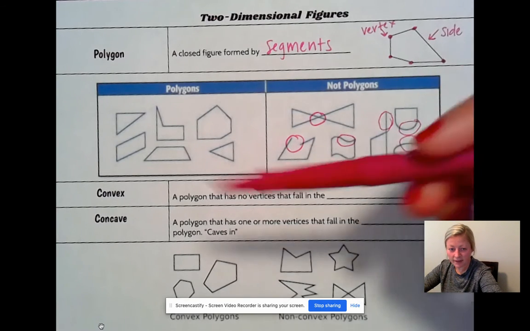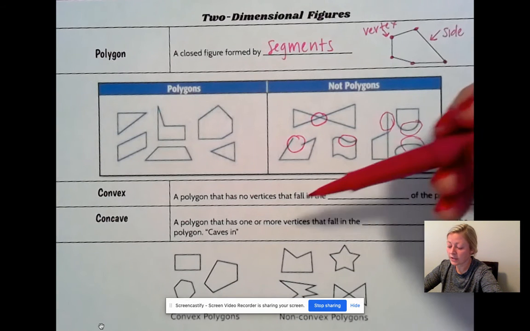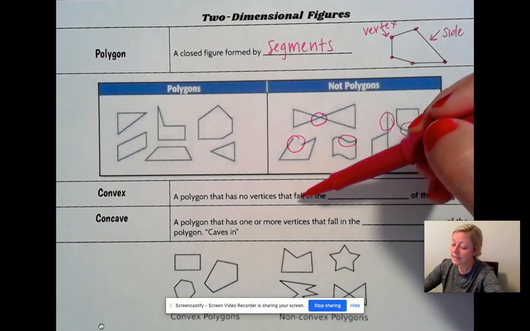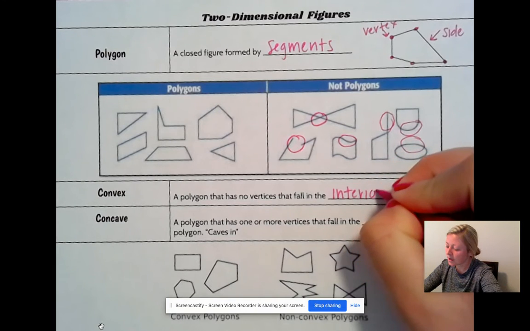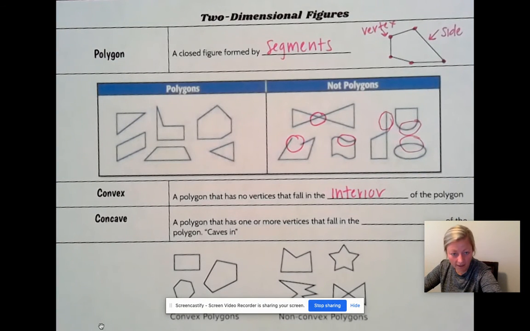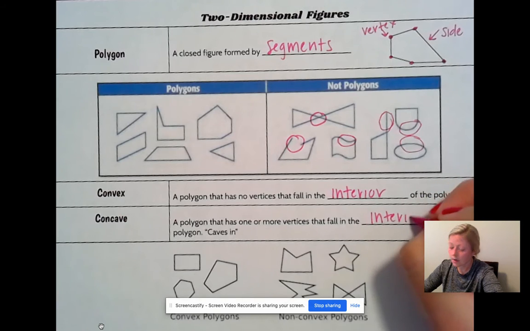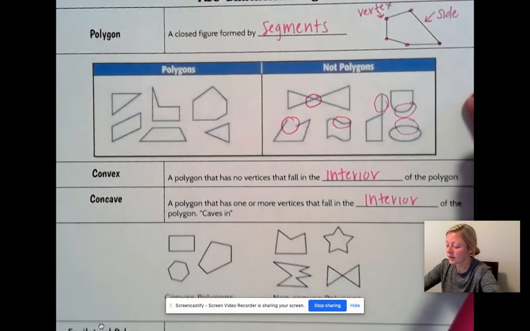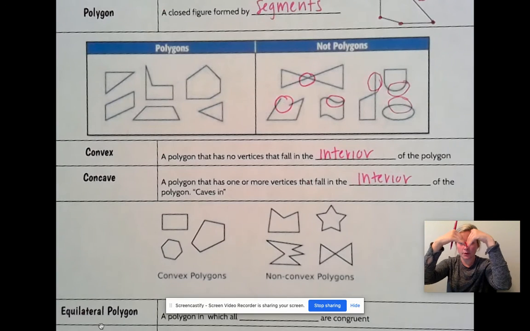Now based on our polygons, we can classify them even more. We have convex and concave. A polygon that has no vertices that fall in the interior of the polygon is considered convex. On the opposite side, a polygon that has one or more vertices that do fall in the interior of the polygon is considered concave. Think like it caves in on itself, like it comes inward.